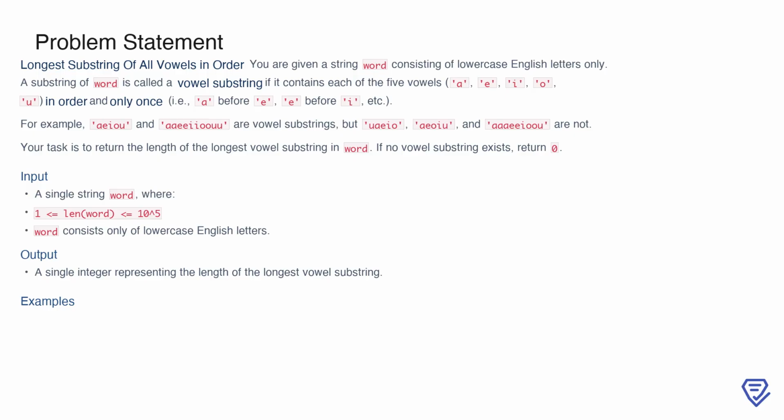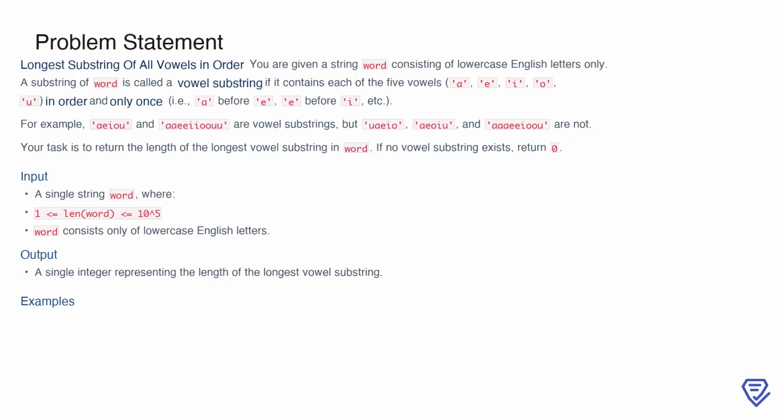string word that contains all 5 vowels a, e, i, o, and u in order and exactly once. This means the vowels must appear in the sequence of a before e before i, and so on, up to u. For example, a substring like aeiou satisfies these conditions, as does aaeiou, because it still maintains the correct order. However, substrings like uaeio or aeoiu are not valid because they either contain vowels out of order or are missing some of the required vowels. The goal is to return the length of the longest valid substring, or 0 if no such substring exists.